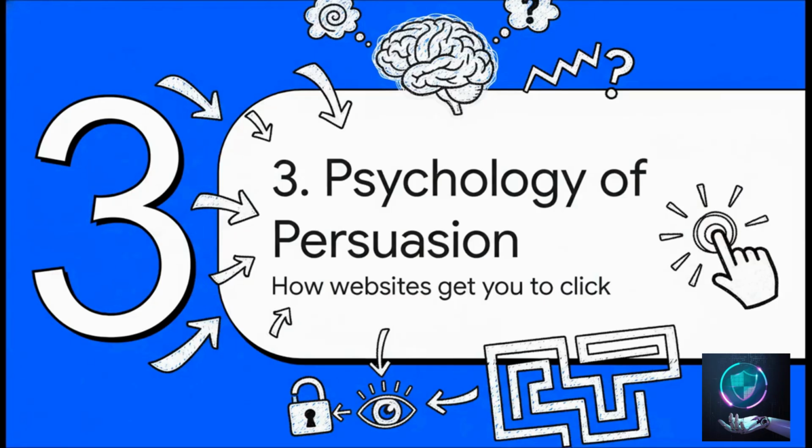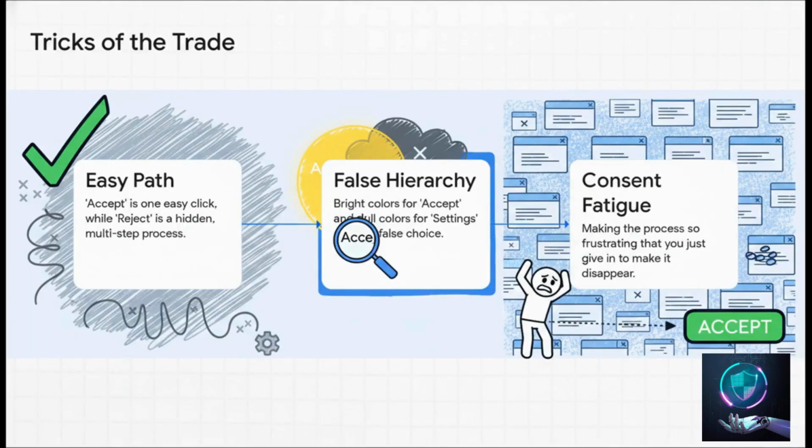But how do they actually pull it off? How are these designs so good at getting us to click that one button over and over? Well, it all boils down to a few really clever psychological tricks that play on our most basic human instincts. And here are the big three.